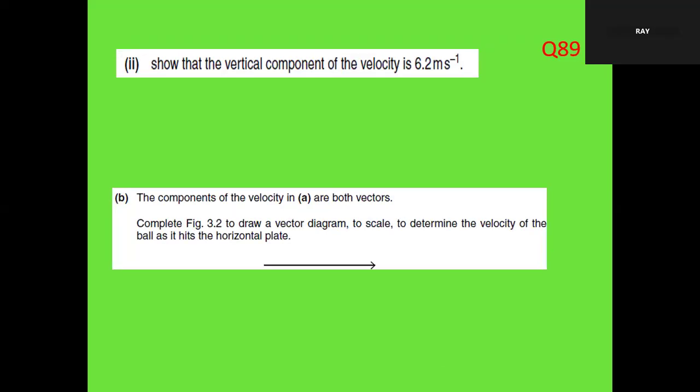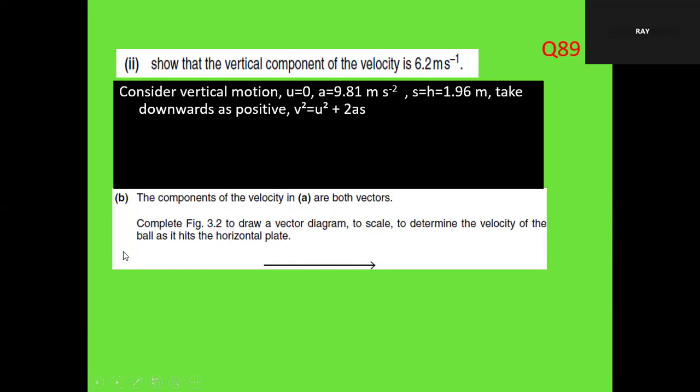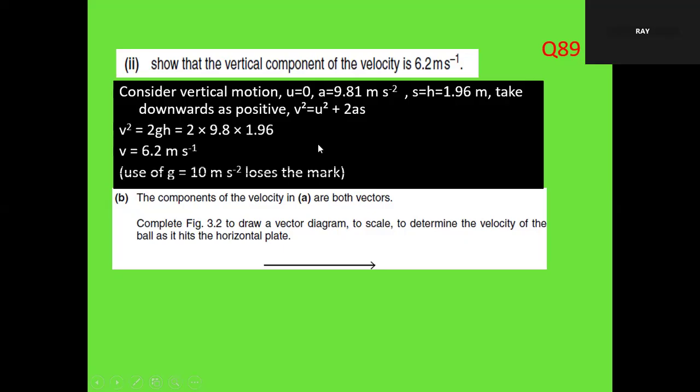Show that the vertical component of the velocity is 6.2. How to show that? Finding the time first. Consider vertical motion. Initially, it's dropped, u equals 0, a is 9.81. You take downwards as positive. Then the height is given. Then choose the right formula, put in the formula and then calculate it out.